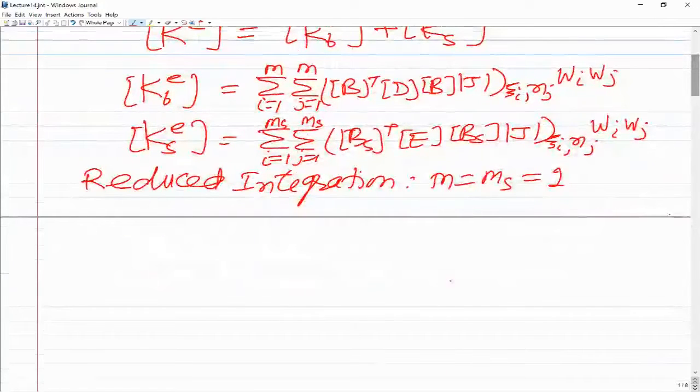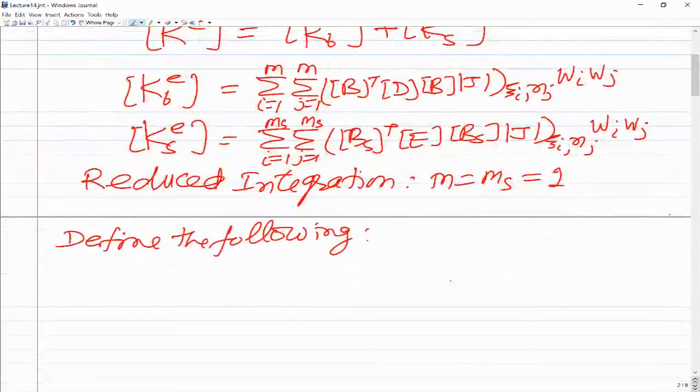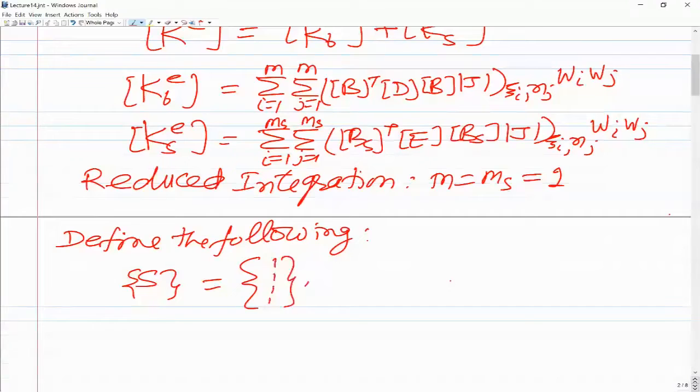Now to talk about this hourglass control, let me define some basic quantities which we would need. Let us define a vector s, with 4 rows: 1, 1, 1, 1. This typically represents the rigid body motion. If all 4 nodes have the same w, then that's a rigid body mode. So this vector s represents the rigid body motion.